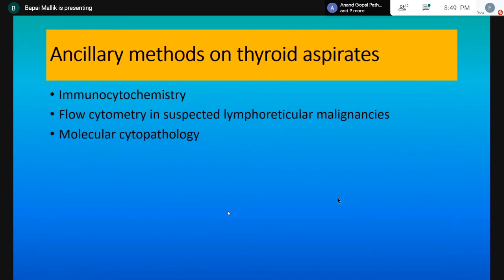So this brings us to the end of the part on the morphology, and I have got a little bit left because it's very, very long. I've got a very brief overview of some of the ancillary techniques because I promised you that I'm going to be dealing with them. So I've kept it nice and short. So we are going to talk about the ancillary methods in terms of immunocytochemistry, flow cytometry. I'm not going to talk about molecular cytopathology.